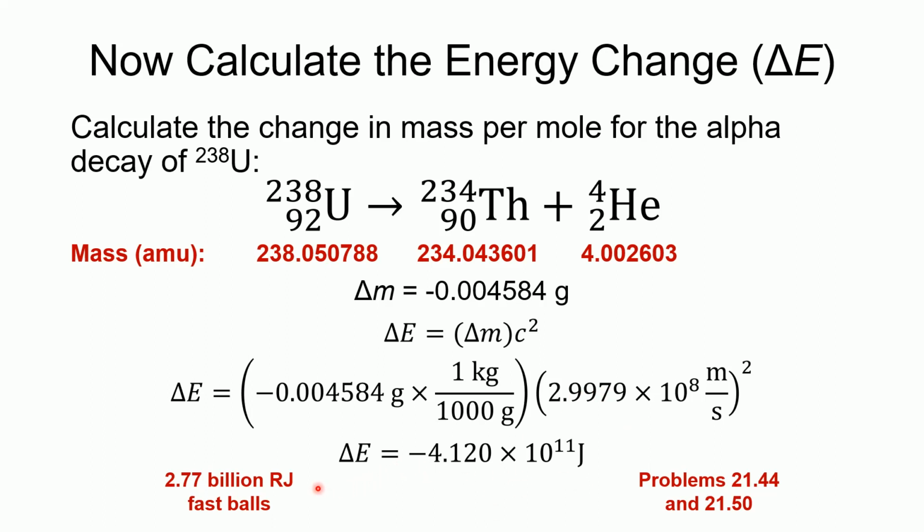So 412 billion joules. If you took my first semester of general chemistry, then you'll recognize this number. That is equal to 2.77 billion Randy Johnson fastballs. Each Randy Johnson fastball is worth about 149 joules. So you just take that number, divide by 149, you get that number. Anyway, Randy Johnson was a major league baseball pitcher, and he once threw a baseball at 102 miles per hour. If you do the conversion, that comes out to 149 joules. And so that's how many baseballs that would be. It's a lot of energy.